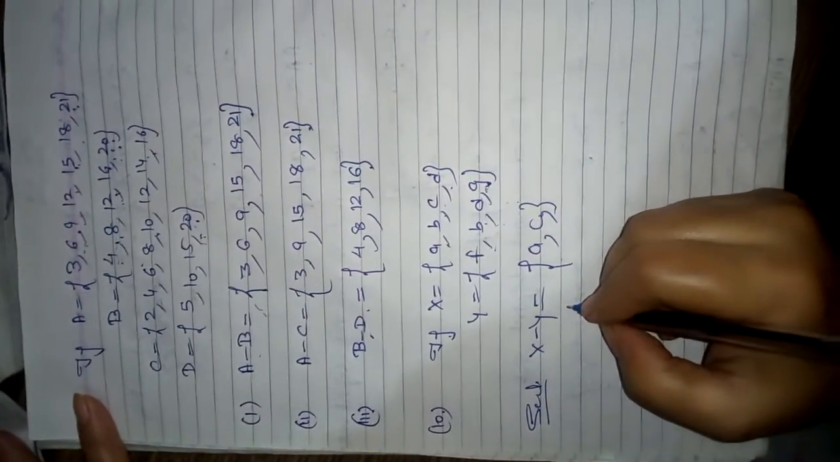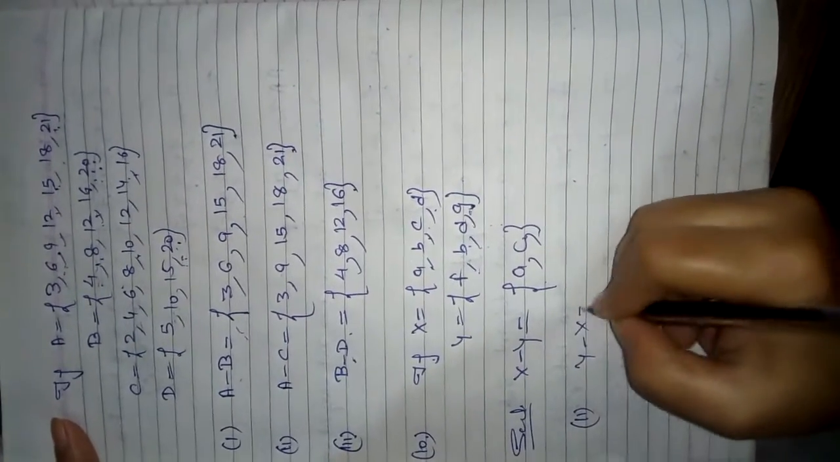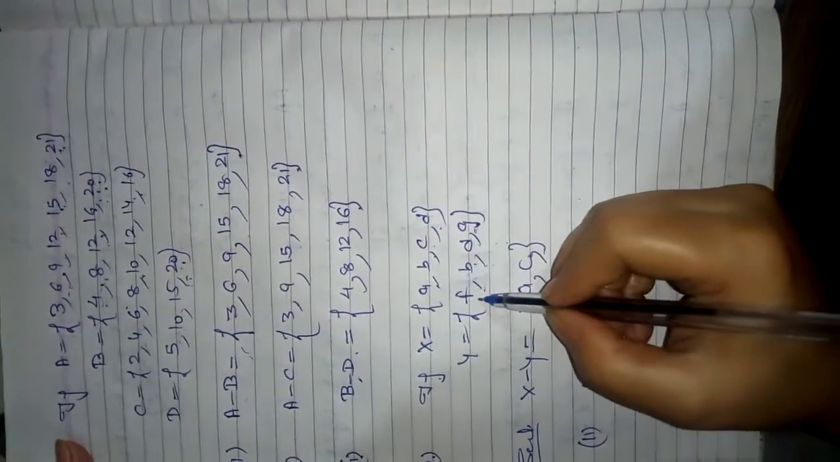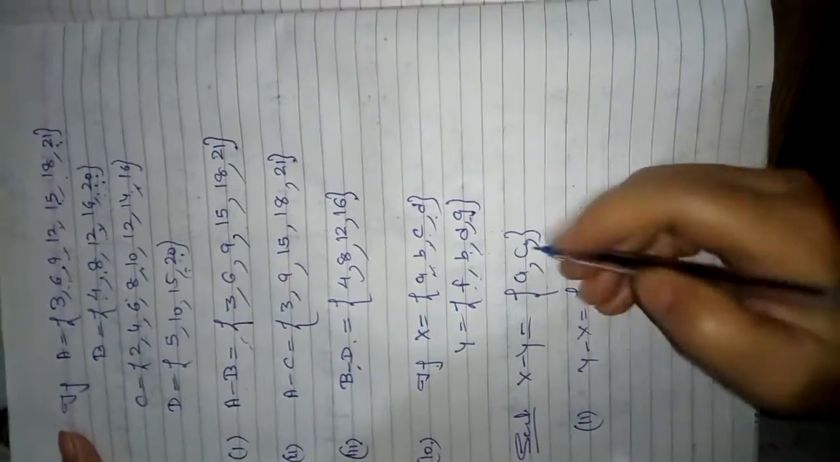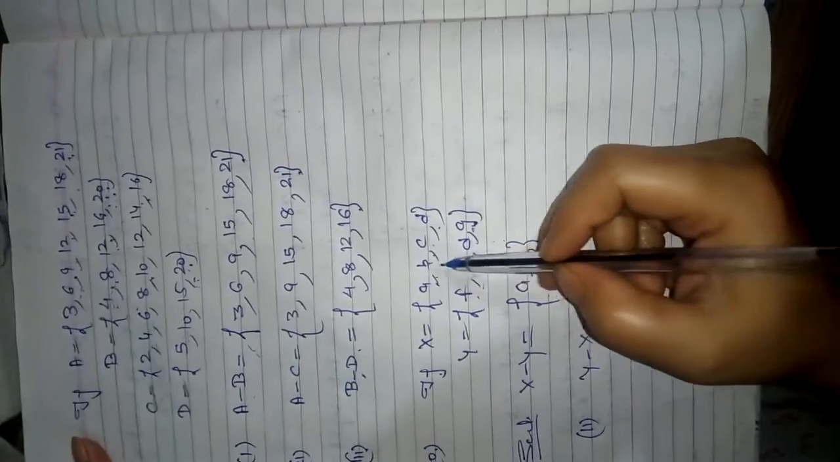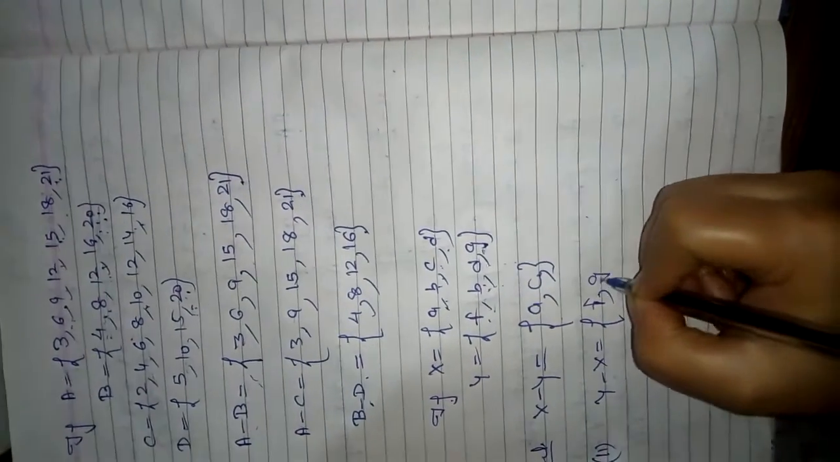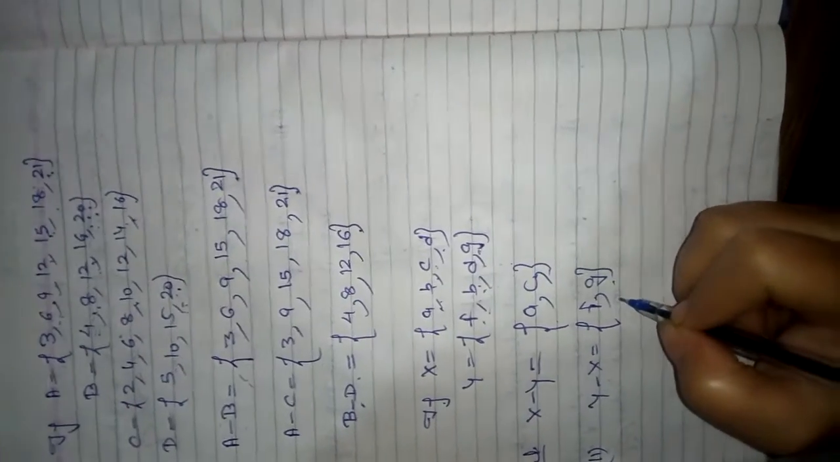Second part, they are asking Y minus X. Y minus X means F. F is not present in X, so F will come. B is present in X, so B will not come. D is also present in this, so what is coming here? G. Last, G is not present in X, so {F, G}.